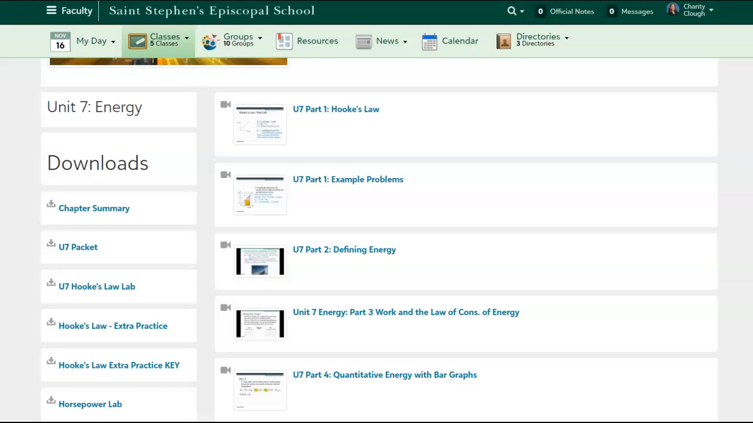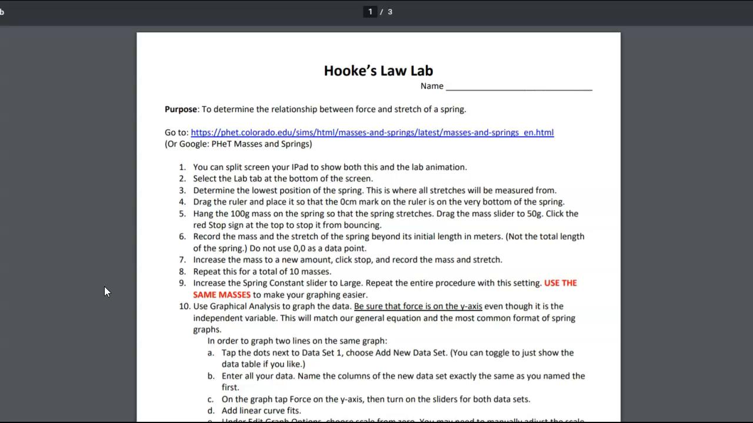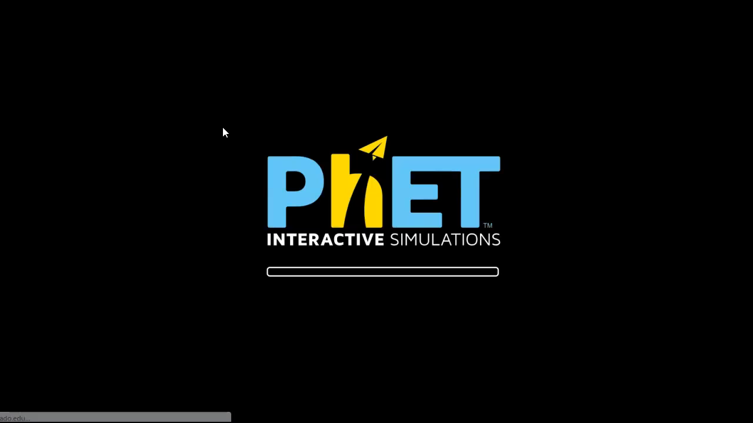Hi everybody, I wanted to post a quick little tutorial video on how to do the Hooke's Law PhET lab. To start with, if you go to Unit 7 Energy and pick up the lab, it's right there. I also have it posted in Unit 6. When you open it, it should look something like this, and there's a link to the PhET.